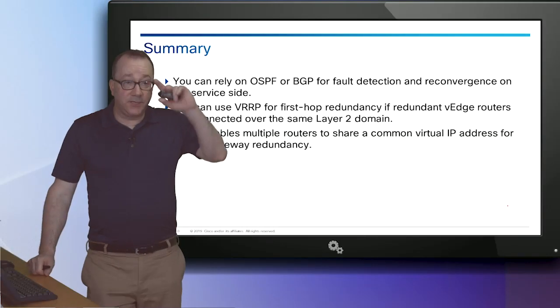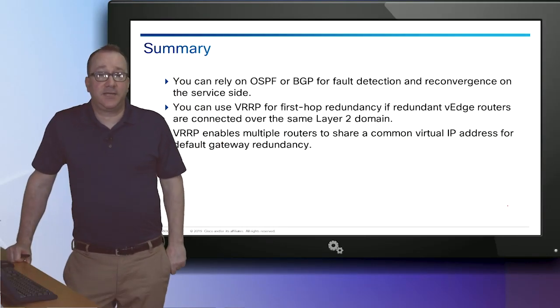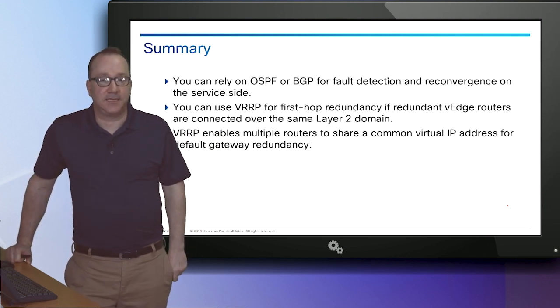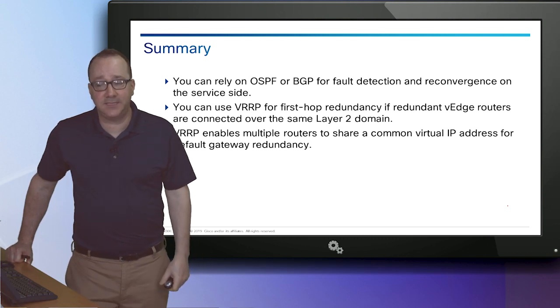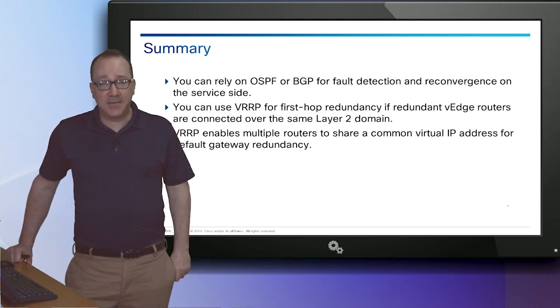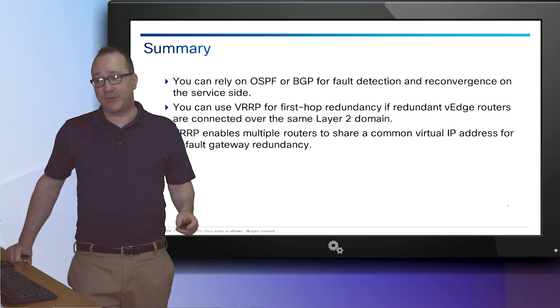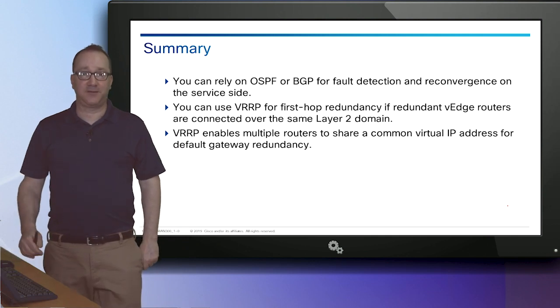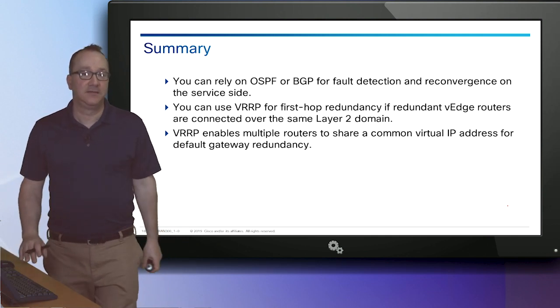All right. So we can use OSPF or BGP for fault detection and reconvergence on the service side, or we can use VRRP for first hop redundancy. If you have redundant vEdge devices inside, you're probably going to want to run VRRP, especially if they're in the same layer 2 domain. If they're not, if they're on separate sides of the network, that's not really going to be possible because they can't do first hop redundancy if they're not in the same first hop area.